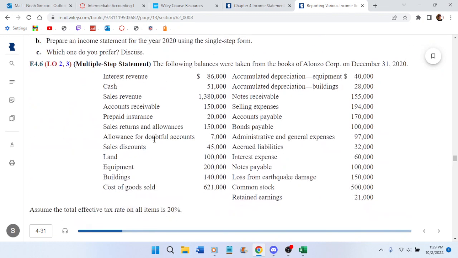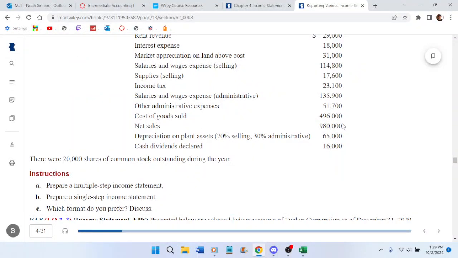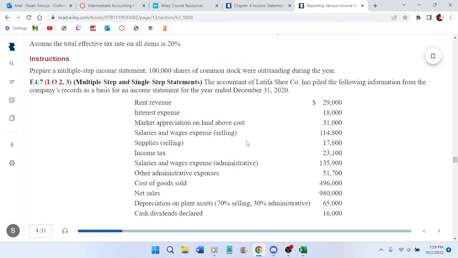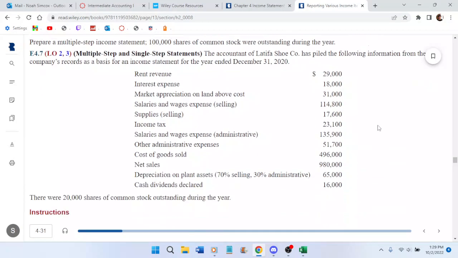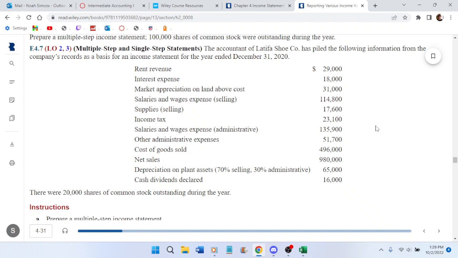Now 4.7. Wonderful. I totally missed it up in class now, didn't I? For 4.7, net sales, cost of goods sold, gross profit, operating expenses, selling expenses, salaries and wage expense. I'm not even doing the question again. I know where rent revenue and interest expense goes. Now, what about market appreciation on land above cost? That's not included. Salaries and wages expense, supplies, selling, income tax, other administrative expenses. Cost of goods sold, net sales, depreciation.